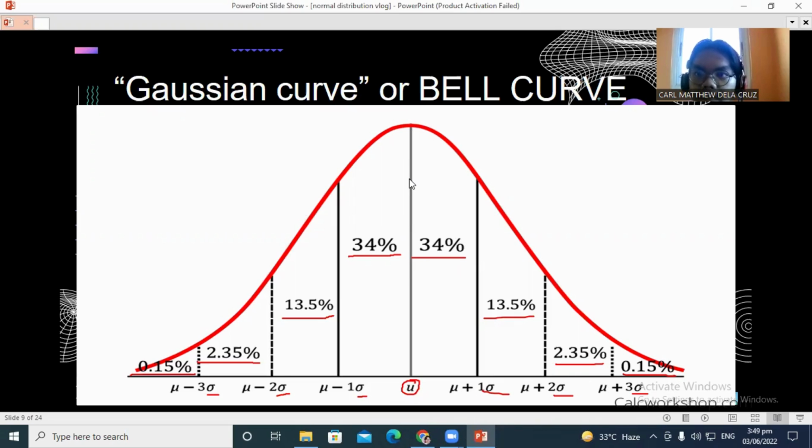Here you need to add, and there you need to minus. So the first is the mean plus the standard deviation, then the second, and so on and so forth. This is the right side, and this is the left side, which means minus or subtraction. So correspondingly, the right side is positive while the left side is negative.